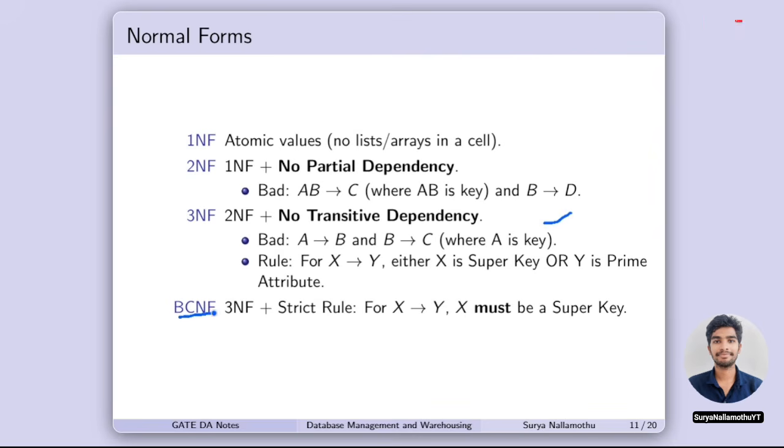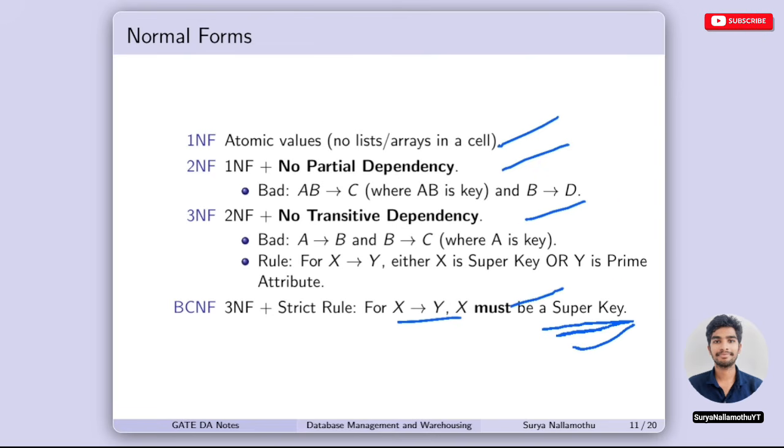This means Boyce-Codd normal form. In this Boyce-Codd normal form, after 3NF, then go to the strict rule. The rule is X turns to Y. In the X turns to Y functional dependency, X must be a super key. We need to check whether X is a super key or not. In this case, BCNF will be valid. So this way, 1NF we need to check, then 2NF, then 3NF, and after that we go to BCNF.